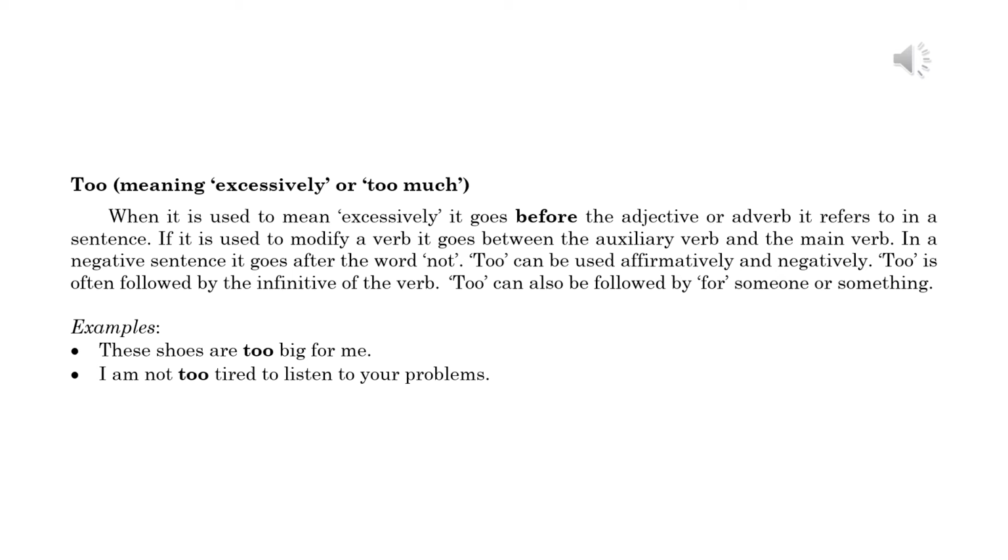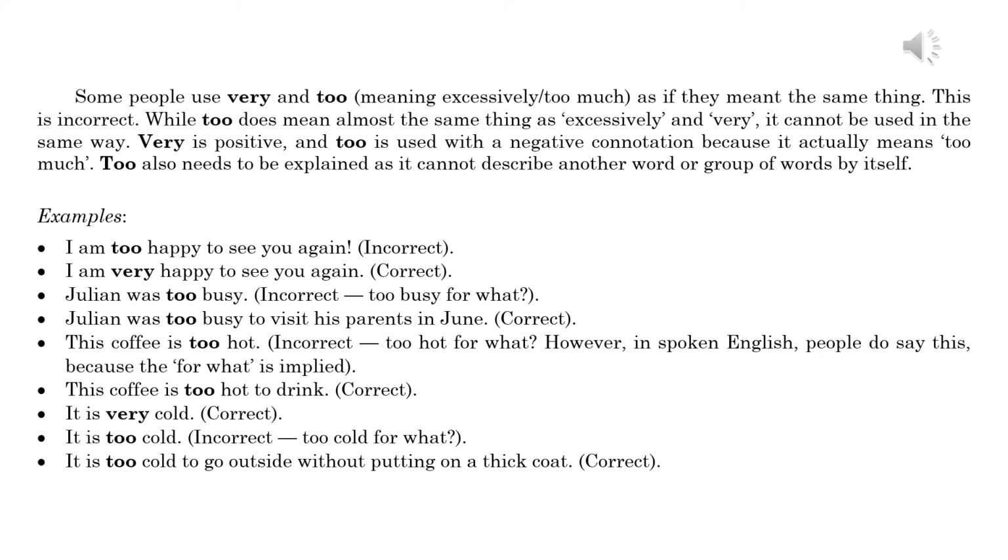Examples. These shoes are too big for me. I am not too tired to listen to your problems. Some people use very and too, meaning excessively, too much, as if they meant the same thing. This is incorrect. While too does mean almost the same thing as excessively and very, it cannot be used in the same way. Very is positive, and too is used with a negative connotation because it actually means too much.